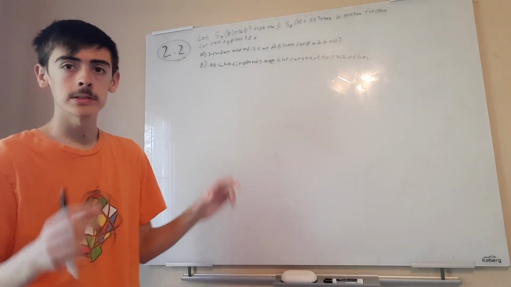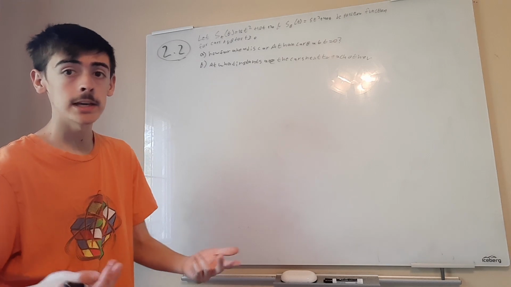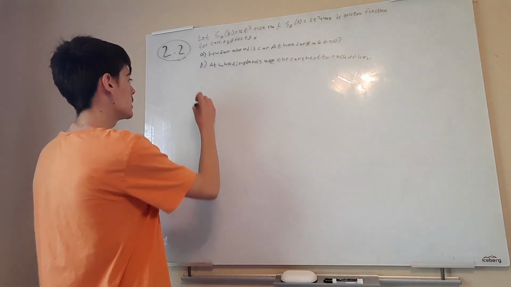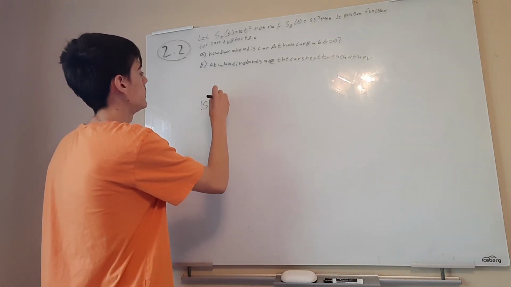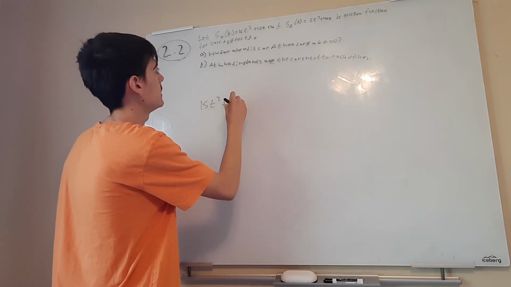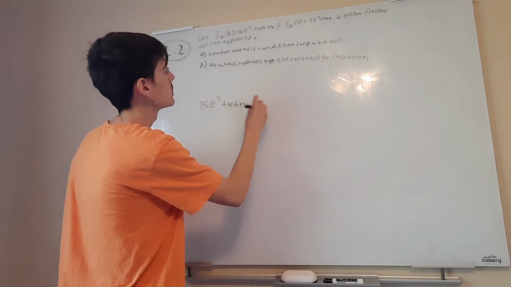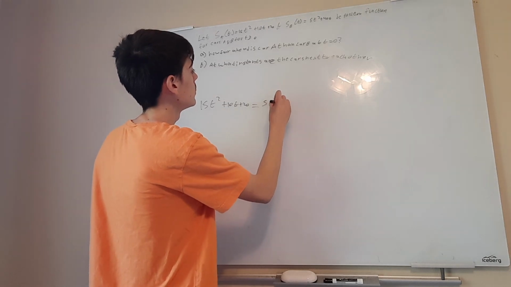Now, if we think about it, cars next to each other means their positions are the same. So we're going to set their two position functions equal to each other. In this case, it would be 15t squared plus 10t plus 20 is going to equal 5t squared plus 40t.